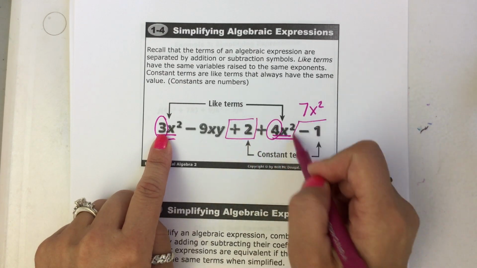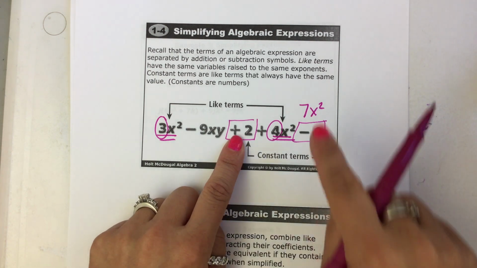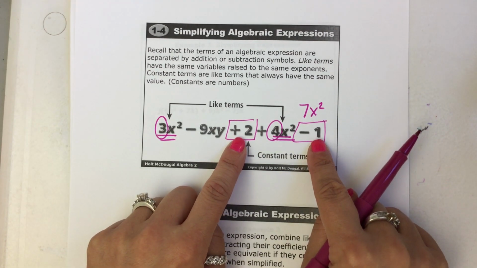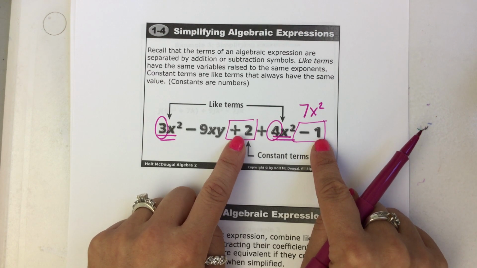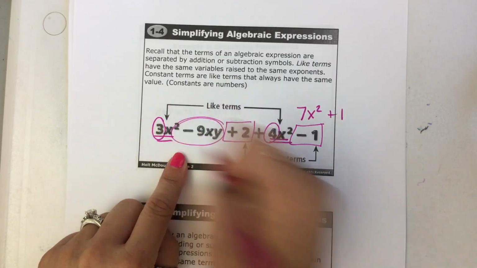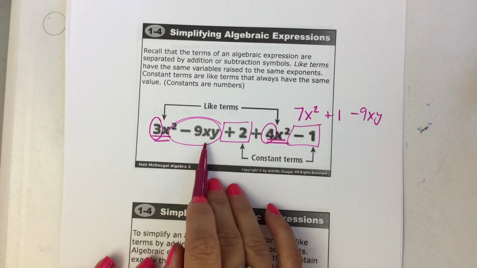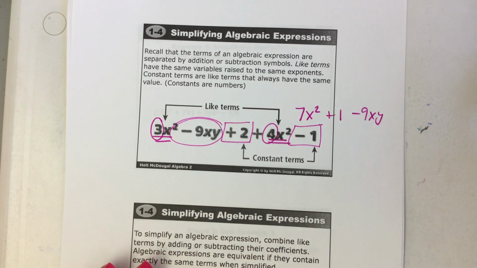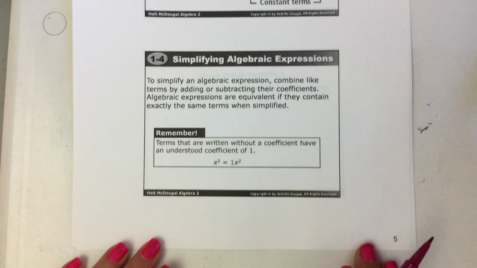Constants are also like terms because they have the same variable. Their variable is that they don't have one. This doesn't have a variable. This doesn't have a variable. So they are like terms. They're called constant terms. I can combine them. Positive 2 plus a negative 1, that's a negative 1. Now this term I would not be able to combine with anything because no other terms contain one x and one y. Okay, so that is how you combine like terms or identify them.